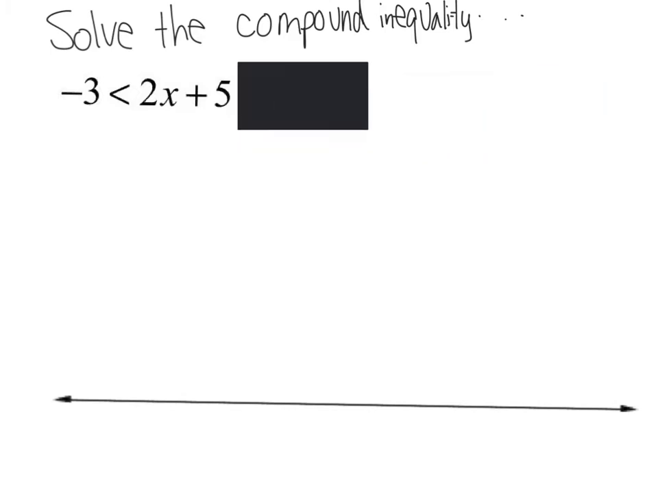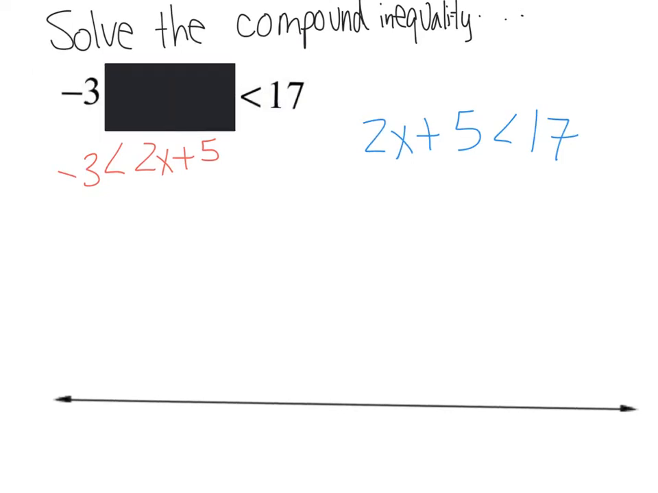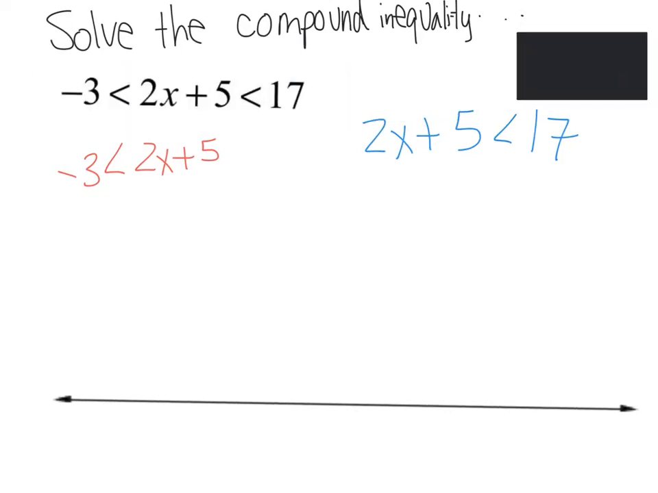The first inequality, we're just going to cover up the right side. My first inequality is -3 is less than 2x plus 5. The second inequality, I cover up the left side. So my second inequality is 2x plus 5 is less than 17. So we can solve these separately and then graph them, or you can solve it all as one single inequality. Okay, and I will show you how to do it both ways.